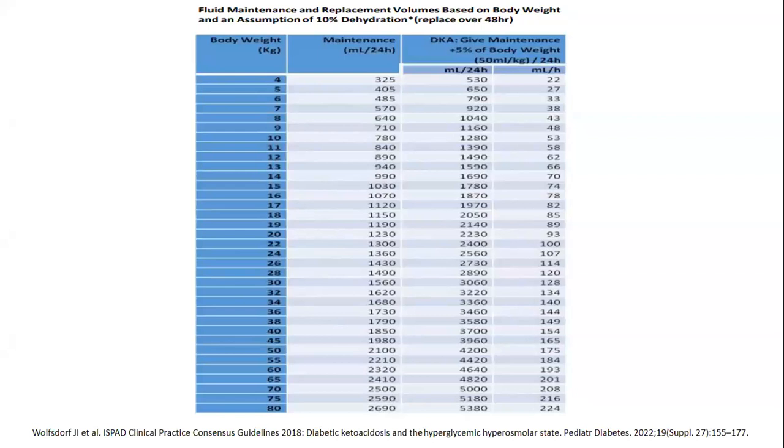But when we manage DKA, most of these patients who have this phosphate depletion do not have any symptomatology unless the phosphate level is very low, less than 1 milligram per deciliter, or around 0.3 millimoles per liter.